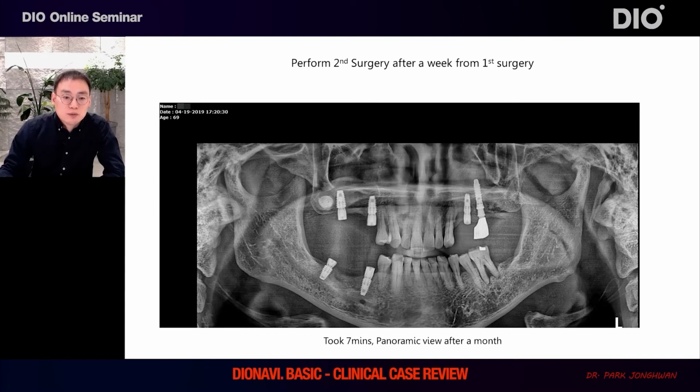That's the good thing about stent surgery. I was worried that the patient might say something else. As you can see, it's really close to the nerve. It was really close. Still, I believed in DIO and went ahead with drilling. So it was over in 7 minutes.